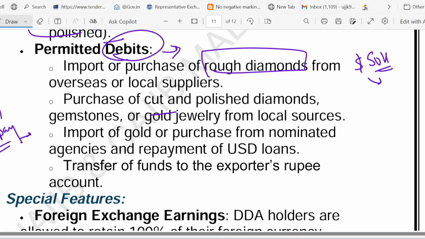So suppose you need to repay that 200,000 loan which you have taken. You can deduct it from the DDA balance and finally convert to INR. You can transfer $10,000 to your regular account when you need rupees. So these are the permitted debits, right?